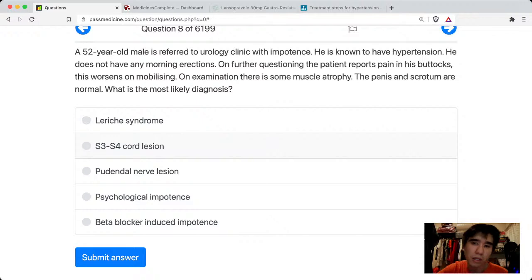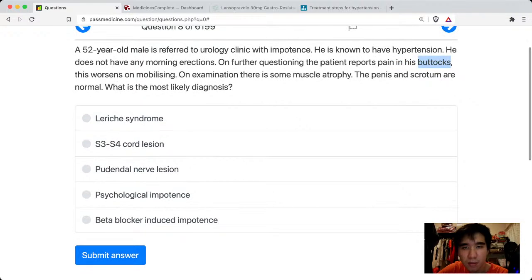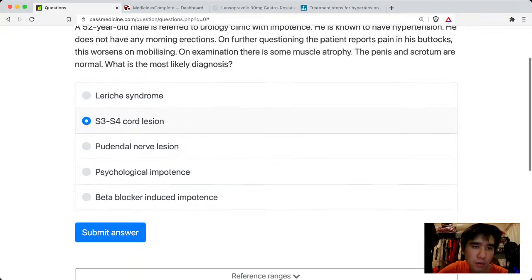Psychological impotence is out. Beta blocker induced impotence is out as well. It wouldn't cause any nerve things. So it's either a cauda equina lesion. Cauda equina should be bilateral. Reports pain in his buttocks. It doesn't say left or right. This is possible. Okay. Pudendal nerve, probably it will be unilateral buttock pain. It says pain in his buttocks. Both sides, I'm assuming. So I'm going to say S3 to S4 cauda equina.